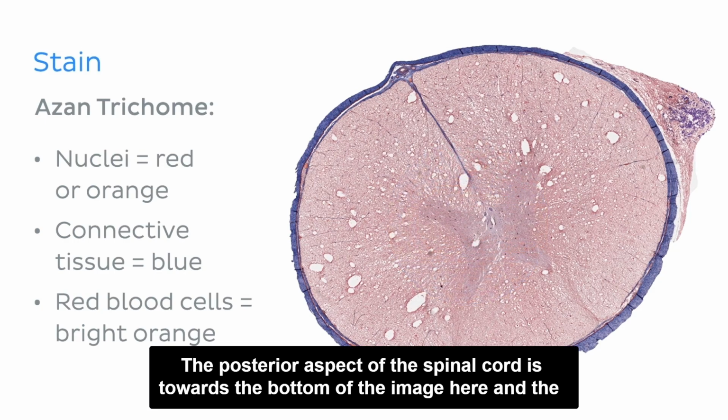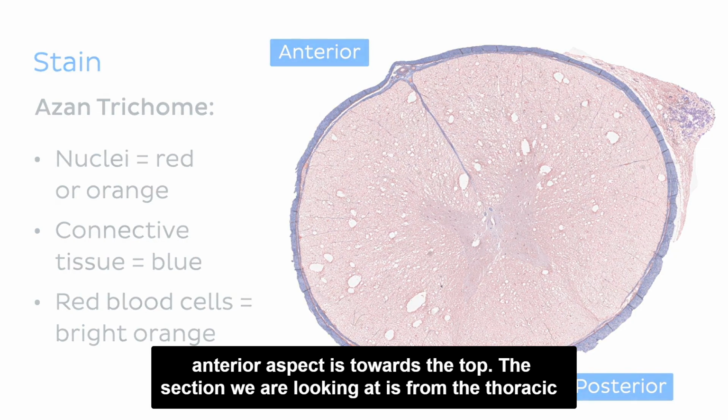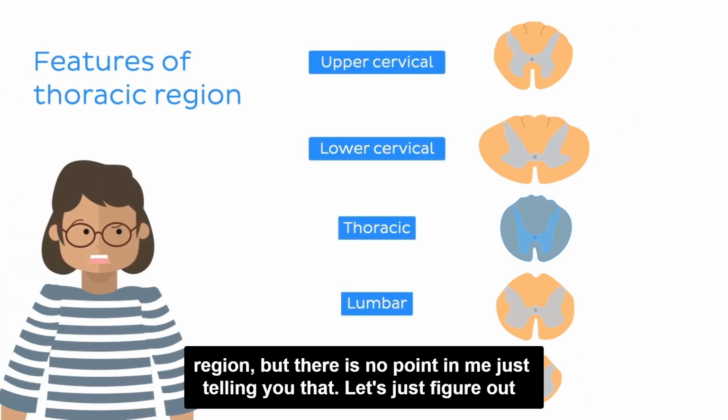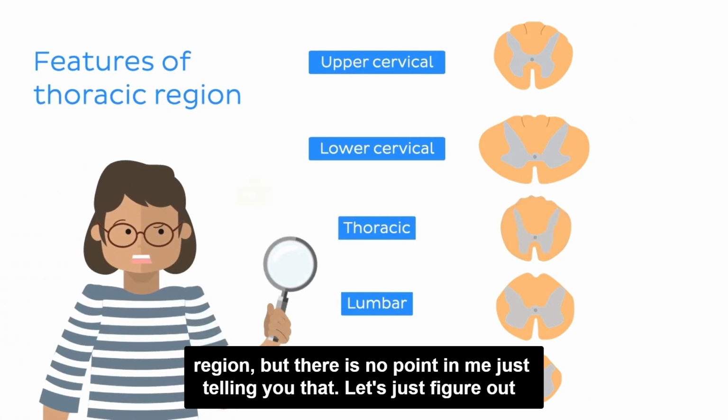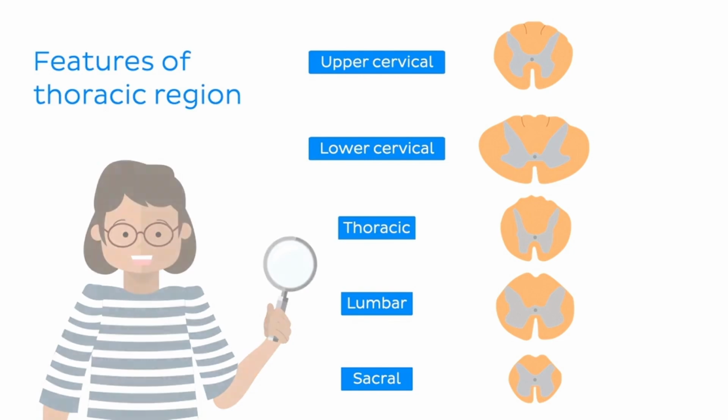The posterior aspect of the spinal cord is towards the bottom of the image here, and the anterior aspect is towards the top. The section we are looking at is from the thoracic region. But there is no point in me just telling you that. Let's just figure out what features you should look out for to be able to identify it for yourself.